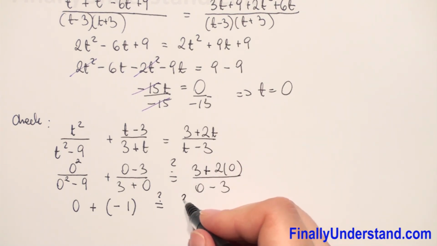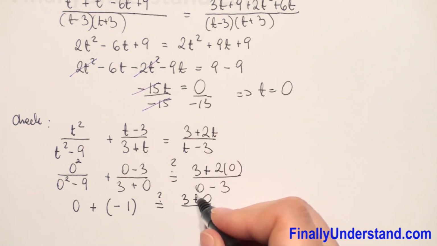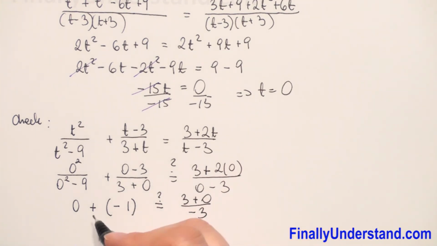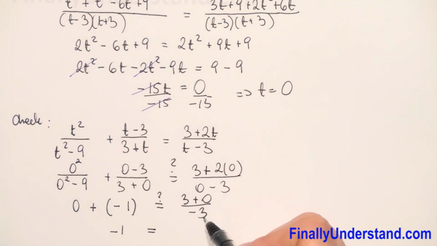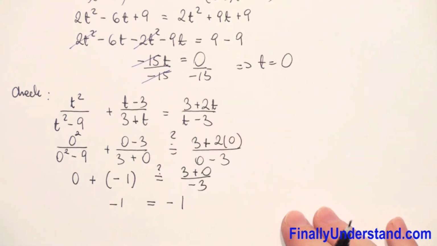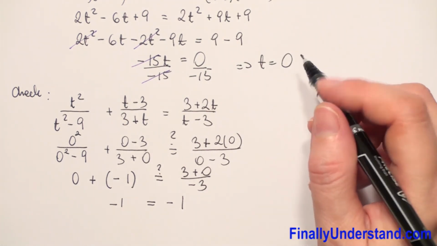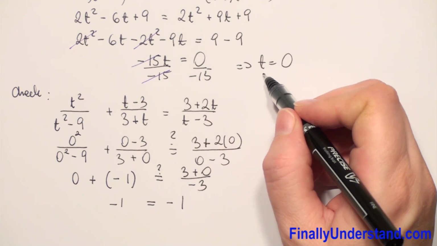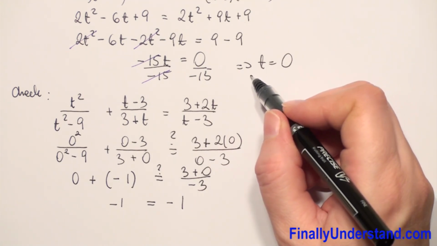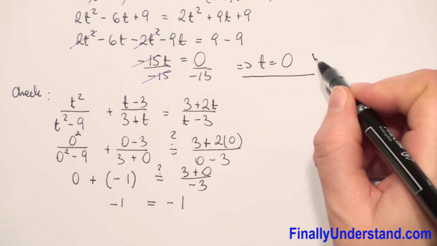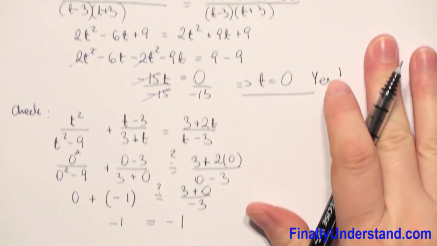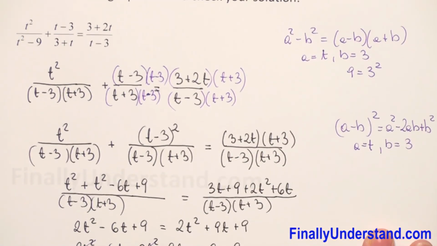This should be equal to 3 plus 0 over 0 minus 3, which is negative 3. So on the left side we have negative 1. This should be equal: 3 divided by negative 3 is negative 1. Positive over negative gives negative, and 3 and 3 reduce. So the left side is equal to the right side. What does it mean? That t equals 0 is a solution for our fractional equation.